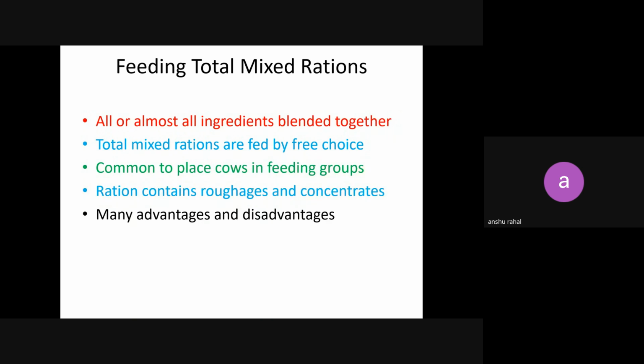But when we are going for mixed ration formulation, the major advantage in mixing is that all the nutrients get uniformly distributed in the ration and the animal has no choice for selection. And it is very good when we are going for feeding in groups so that the weaker animal may not be at a loss. And such total mixed rations contain both the roughages and concentrates.